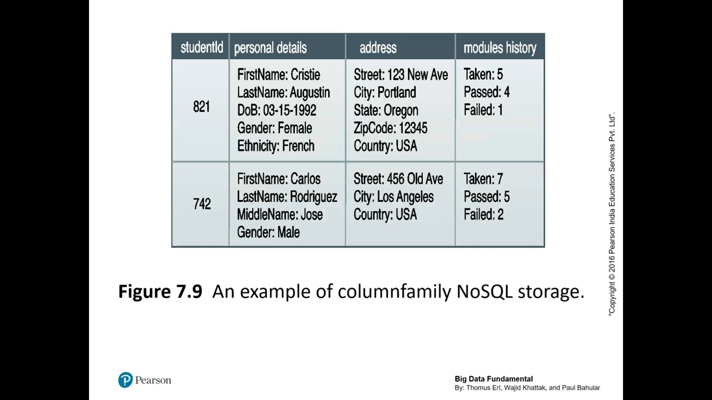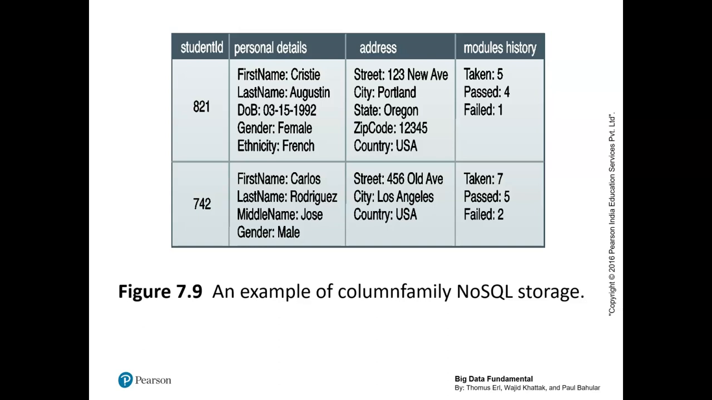This is another example, of column family NoSQL storage. There are great variations. It is not like a normal SQL Oracle database, but here you can see that with the student ID, you have personal details for one student. For another student, it's not necessary to include, for example, first name, last name, date of birth, gender, ethnicity. So in the second row, 742, ethnicity is missing.